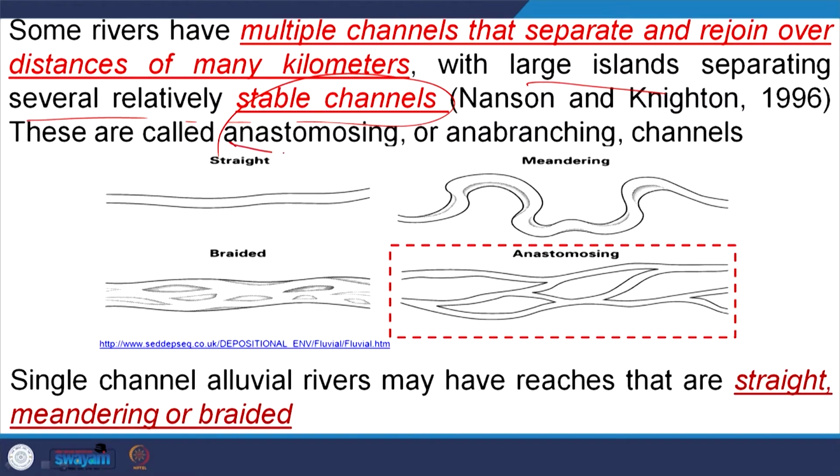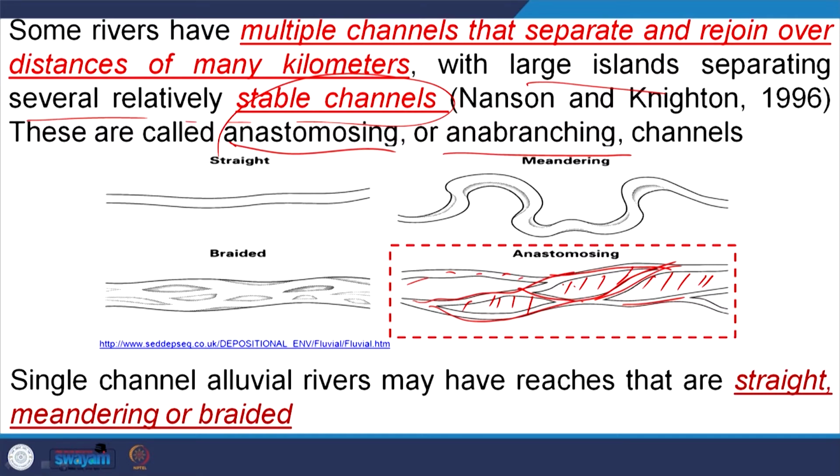For example, here in an anastomosing or anabranching channel, you see a channel bifurcating here and they meet here again. These islands are separated by somewhat stable channels; these channels are stable. So this type of channel is called an anabranching channel.